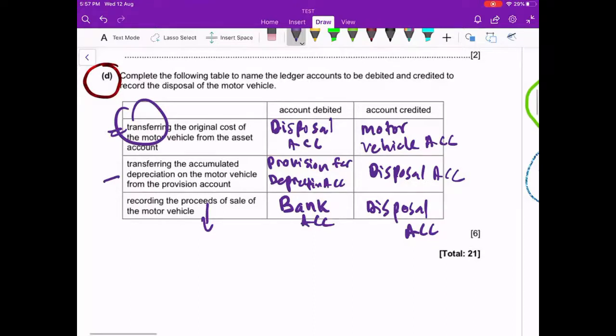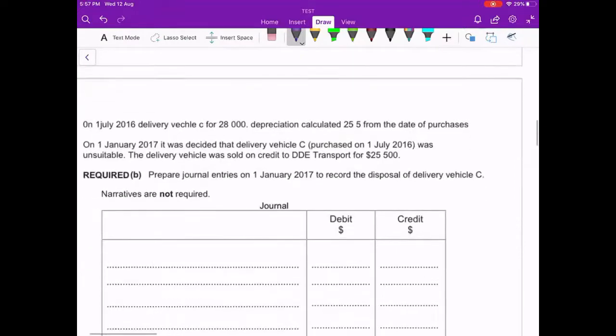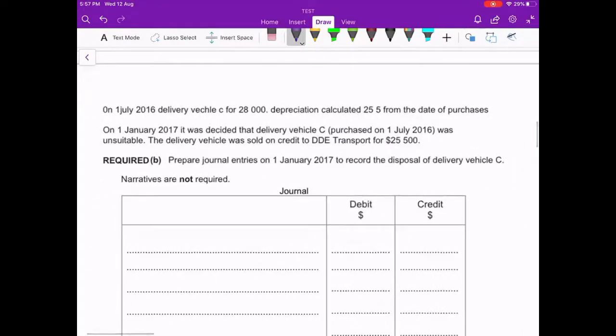Okay, can you go to this question? Okay, there's a mistake here. I wrongly typed. This one is supposed to be a percentage.